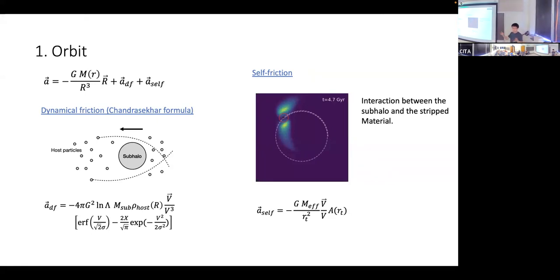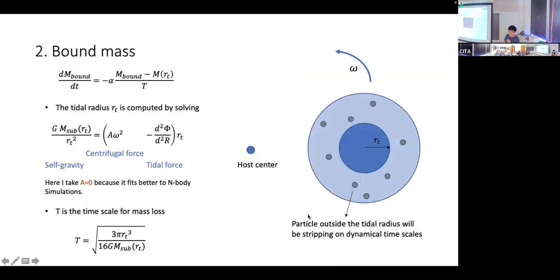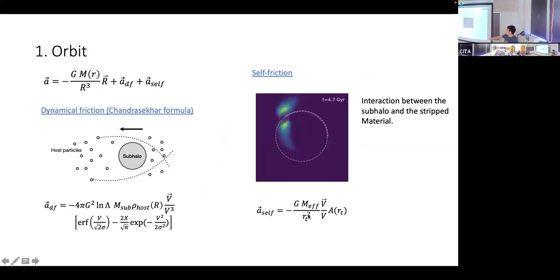So then we have a model for this. Basically, we assume that the self-friction caused by this stripped material is proportional to the mass of those stripped materials, and inversely proportional to the distance of those materials to the subhalo, basically the tidal radius squared. And here we also add an additional factor A, which characterizes the asymmetry of the two strips of tail.